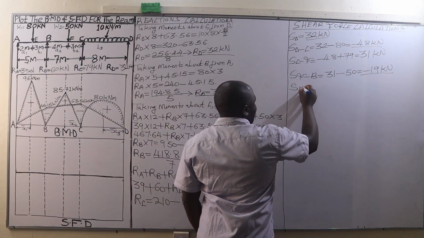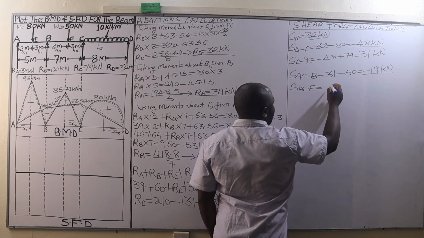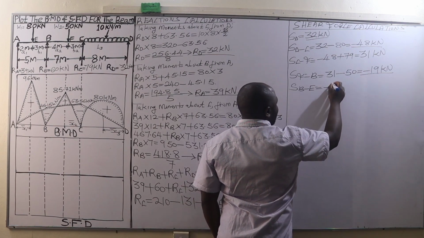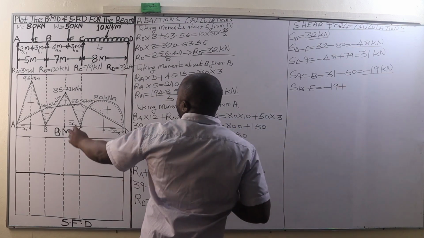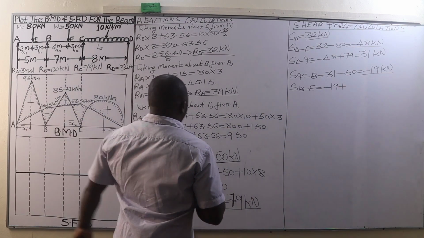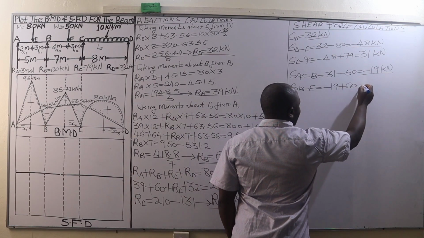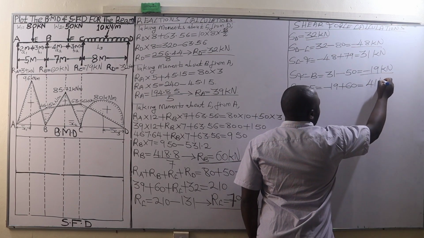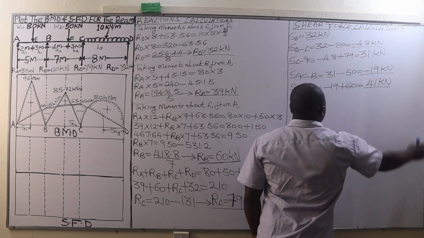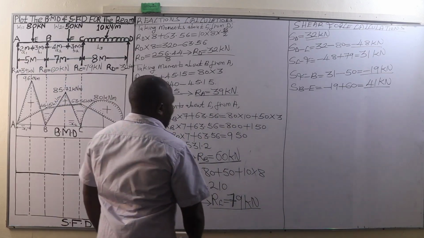Then we go to shear force between B and E. So shear force between B and E will be given by the shear force between F and B, which is negative 19 kilonewtons, plus the reaction at B, which is 60 kilonewtons. So we add 60 kilonewtons, and that is going to give us 41 kilonewtons, being the shear force between B and E.